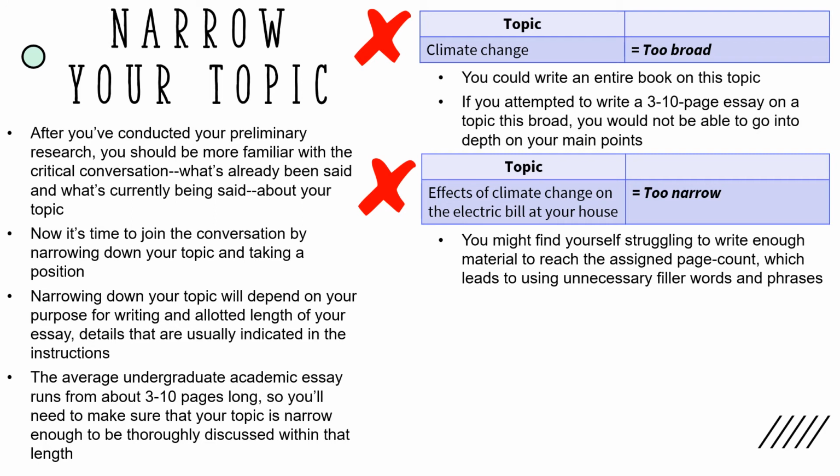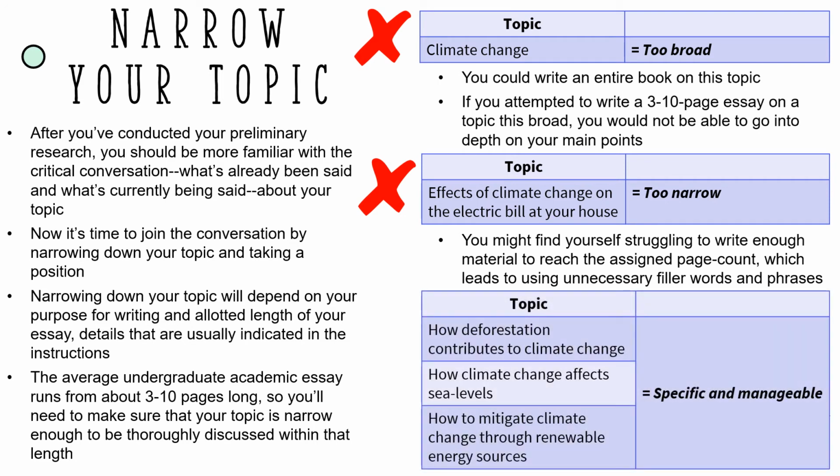Therefore, it's important to narrow a broad topic down to one that is specific enough for the assigned length of your essay. Some examples of narrowed down topics on climate change for an academic essay of average length might be how deforestation contributes to climate change, how climate change affects sea levels, or how to mitigate climate change through renewable energy sources. These topics are specific and manageable, not too broad and not too narrow.